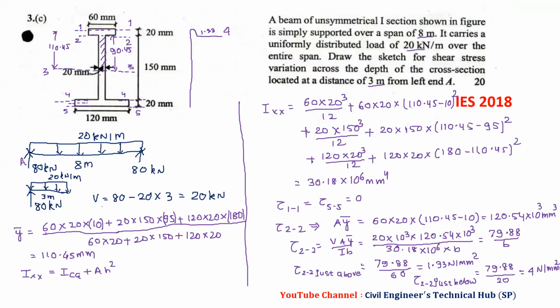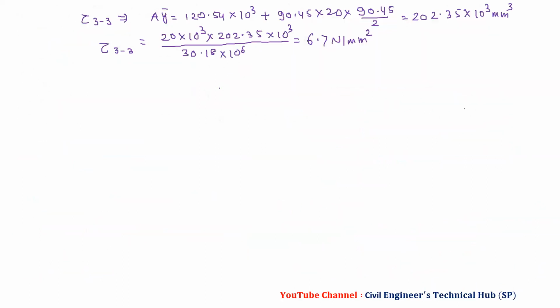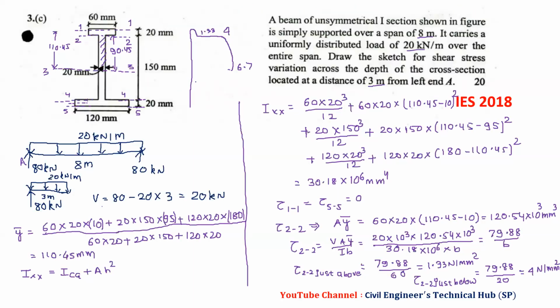So we can plot it. That is at neutral axis. We have 6.7, so I will plot it as 6.7. Then we have at 4,4. So tau at 4,4, it is below neutral axis. So we have to consider area below it. So area below it, we have, if you will see, that this area.